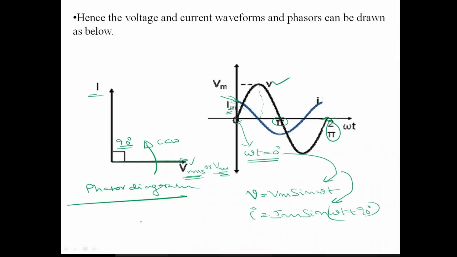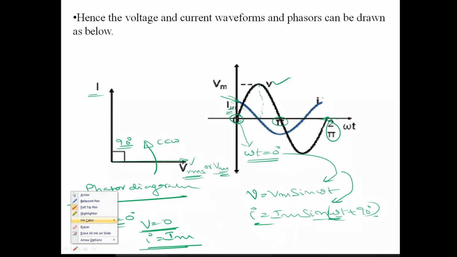Then what will you get? V is equal to 0, and I will be Im times sin 90, which is sin 90 is 1, so I is equal to Im. That is, at omega t is equal to 0 degrees, V is 0 and I is maximum. Look at it here: V is 0 here, and I becomes maximum here. The current waveform attains Im.